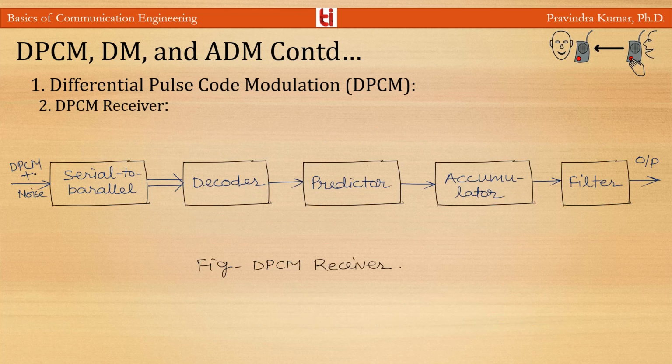This is the block diagram of the DPCM receiver, where the received signal carries the information about the difference between x(t) and x cap(t) at the transmitter. The receiver has the DPCM signal plus noise, then a serial to parallel converter, and after this the decoder and predictor. The predictor predicts the approximate value of the next signal, the accumulator adds these differences, and the filter smooths out the quantization noise. So this is the block diagram of the DPCM receiver.